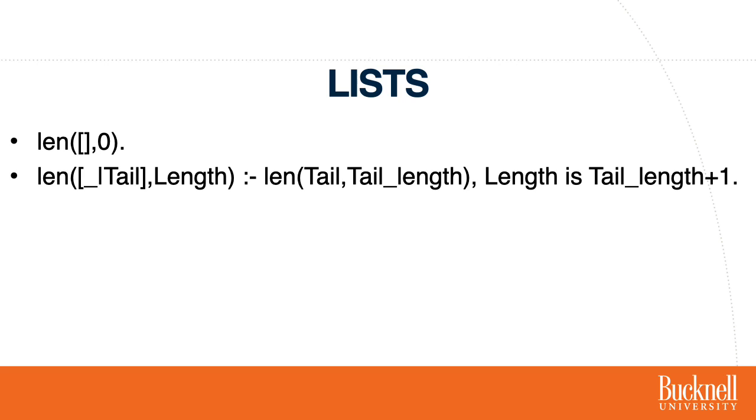Now we can use a rule. This is a little bit more complicated. We can say the rule is, if we have a list, well, we can take the tail of the list. The underscore indicates we don't actually care about what's in the head. And the length is tail length plus 1. In other words, the length of the list is going to be the length of the tail plus 1.